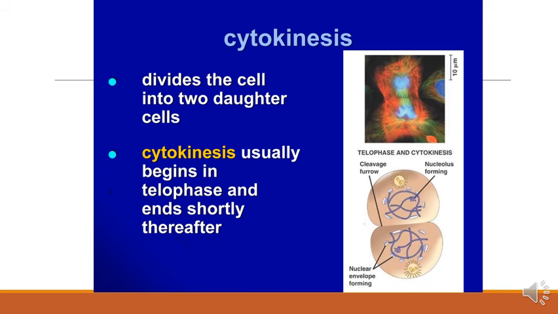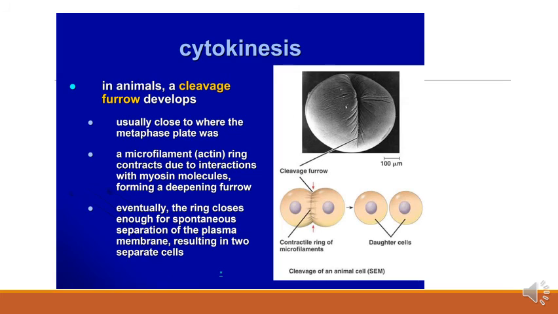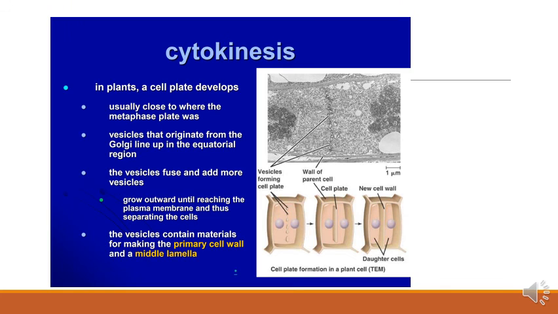Cytokinesis divides the cell into two daughter cells. Cytokinesis usually begins in telophase and ends shortly thereafter. In an animal cell, a cleavage furrow develops, usually close to the metaphase plate. A microfilament actin ring contracts due to interaction with myosin molecules, forming a pinching furrow. Eventually, the ring closes enough for a separation of the plasma membrane, resulting in two separate cells.